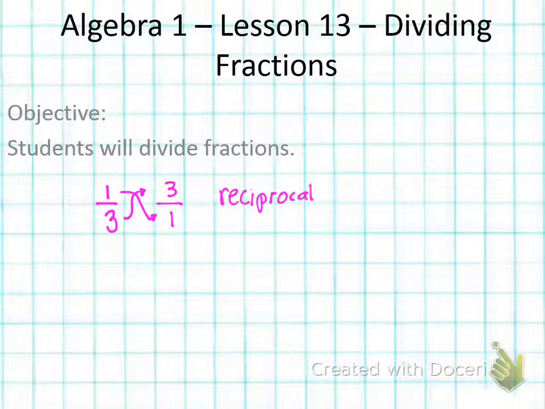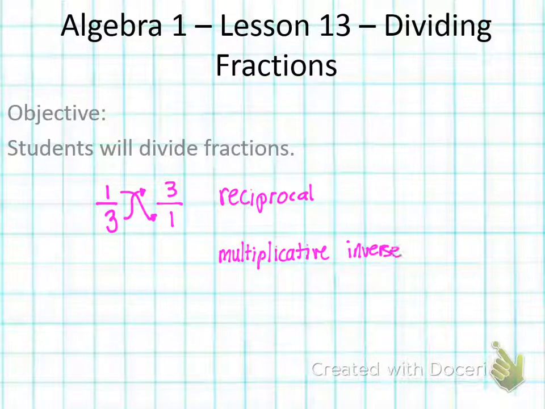And it's also called this word, multiplicative inverse, okay? So what I'd like you to do is write these two words down with the example, just as a side note, okay?